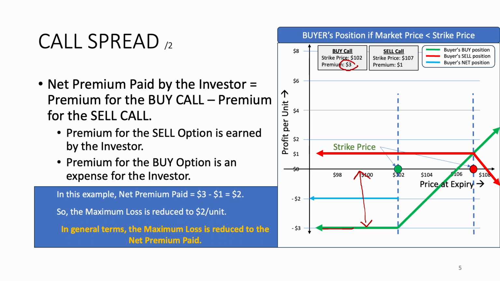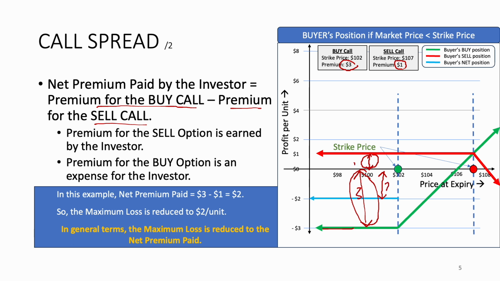And he also sells a call. So this premium will come to the investor. So this $1 premium which is agreed for the sell call, this $1 will come to the investor. So the net premium what the investor is going to pay is the premium paid for the buy call minus the premium received for the sell call. So the net amount comes to this much. That is, in this case, $3 minus $1.